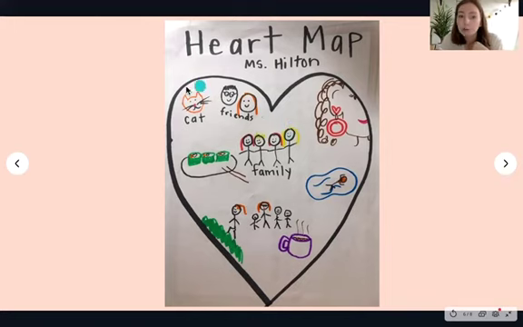I drew, of course, Oliver, my cat. I drew a picture of my friends and my family. I drew a picture of earrings because I really like to make earrings. I like to go swimming. I like to drink coffee. I like to be a teacher. I like to eat sushi. And I like to go on walks outside. So you can see I filled up my entire heart map with things that I love.